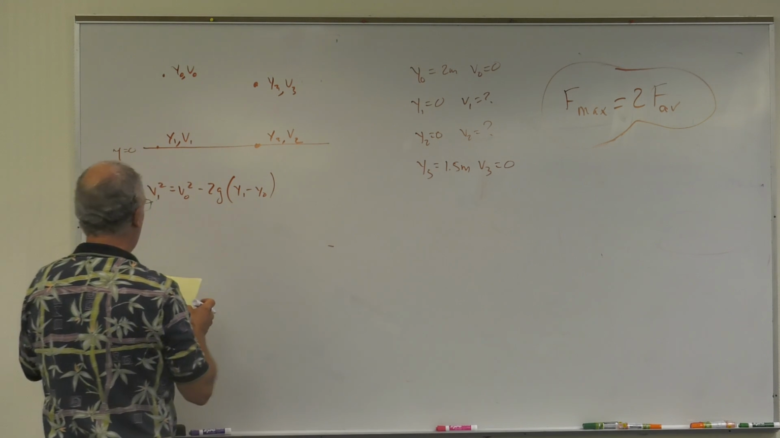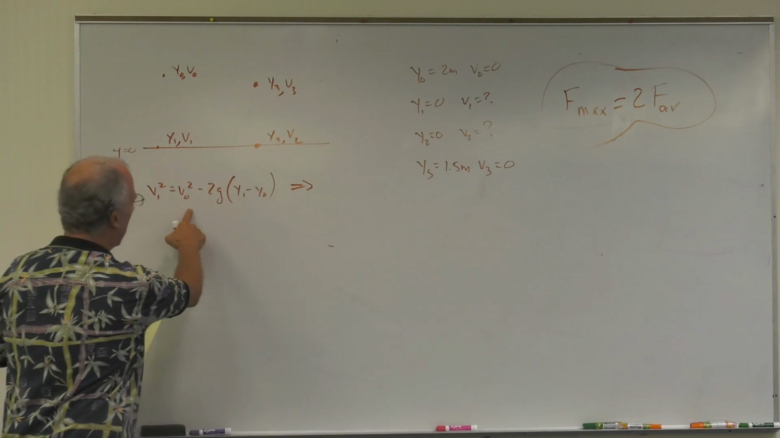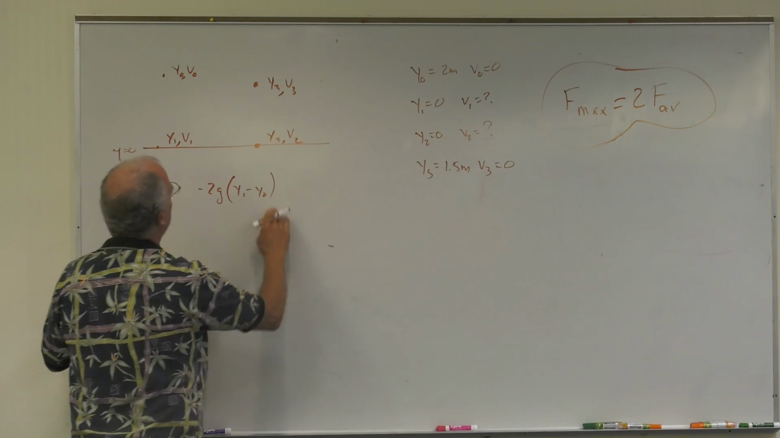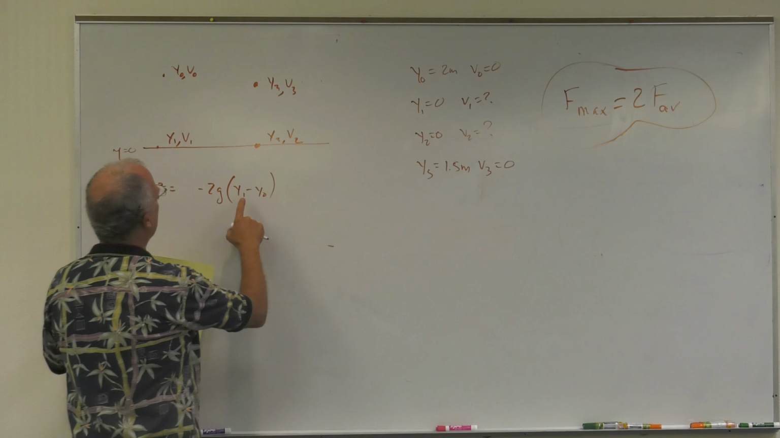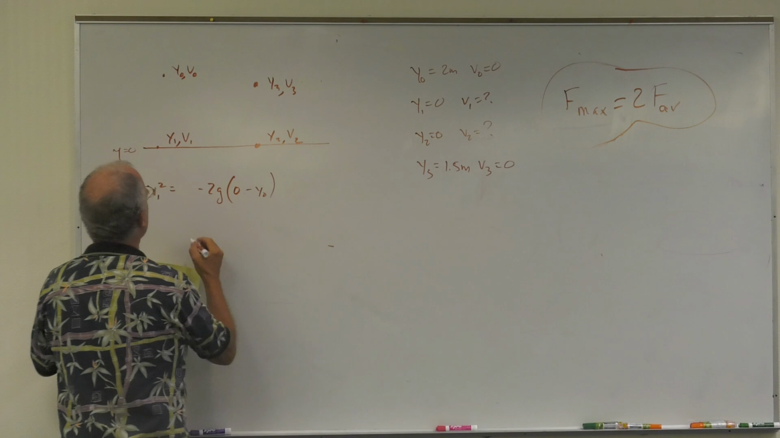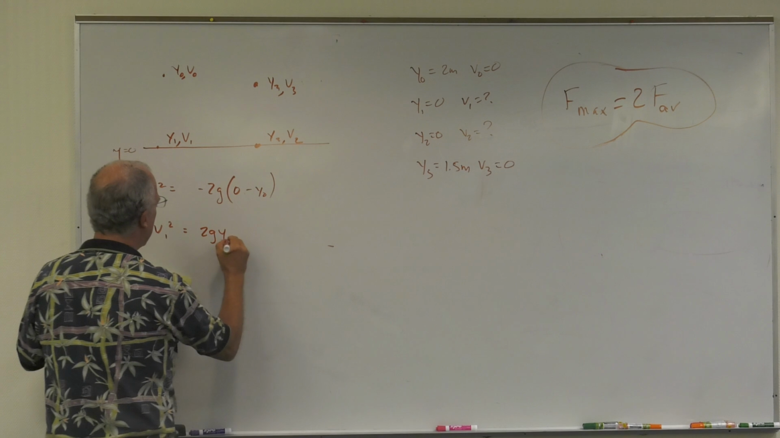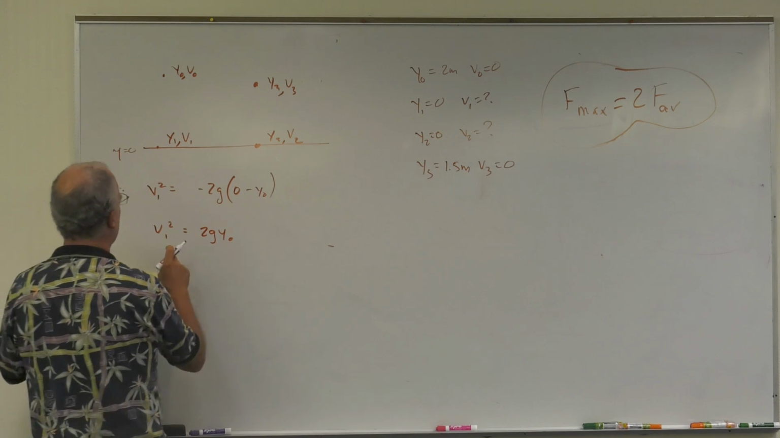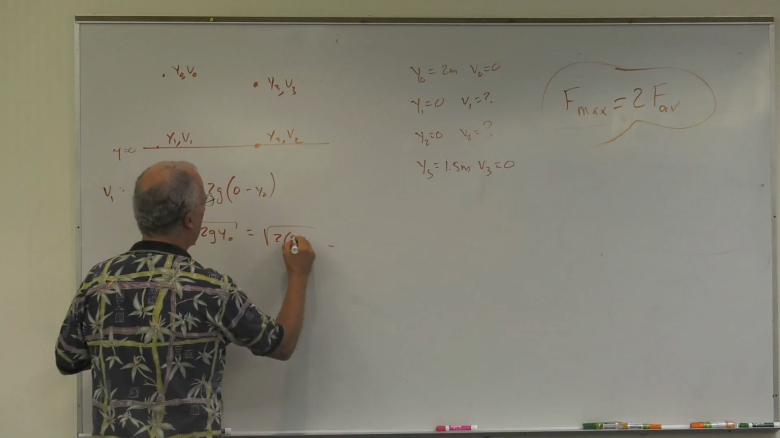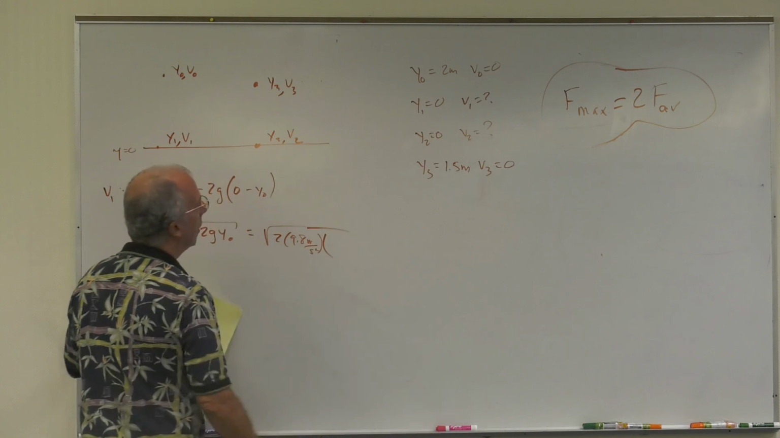v0 is 0, so that's awesome. So goodbye. What else is 0? y1 is 0. So I just have v1 squared equals 2g y0. Awesome. So v1 is just the square root of that. So the square root of 2 times 9.8 meters per second squared times y0, which is 2 meters.